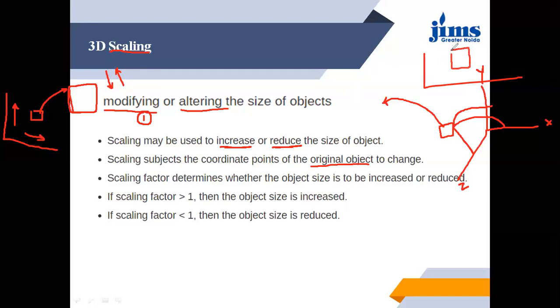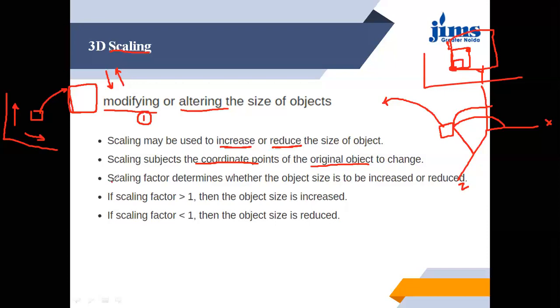When I have this object and I am scaling it, one point, suppose this point, is constant, but when I scale, making it either smaller or larger, the other coordinates are also going to change, from here to here. So the coordinates of the object are going to be changed.